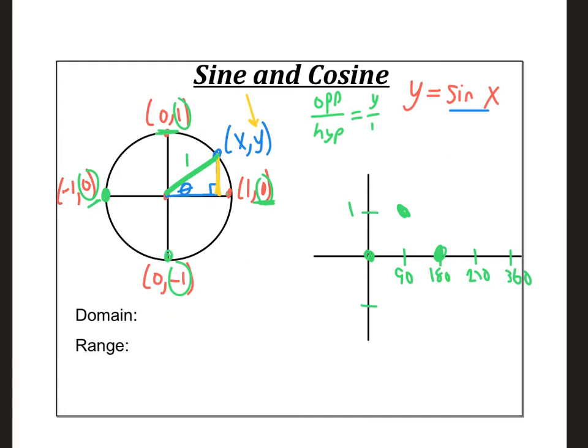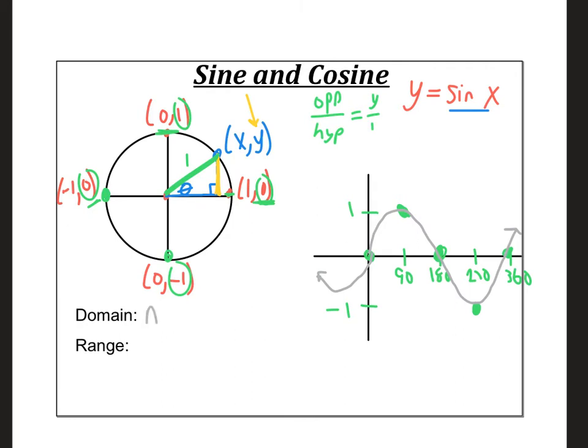At 270, the y coordinate is down to -1. Oops, that was in the wrong spot. It's supposed to be over here. That was 270. And then when we get back to 360, the y coordinate's back to 0, and then it just starts to go around again. So you get this kind of wavy thing, and it's going to keep going. It would keep going this way as well, doing the same thing. It just repeats itself over and over and over.